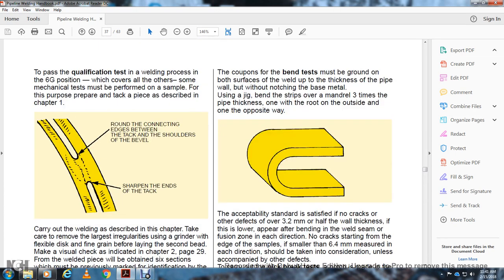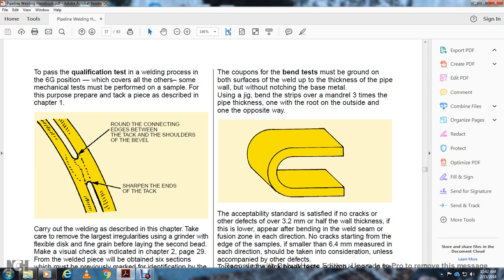Okay, then moving up to the top, the coupons for the bend test must be ground flush with the base metal on both strips. Bend them in the jig with the mandrel at 3 times the pipe thickness, one with the root on the outside and the other the opposite way. The acceptable standard is satisfied with no cracks, and no other defects over 3.2 millimeters or half of the wall thickness.